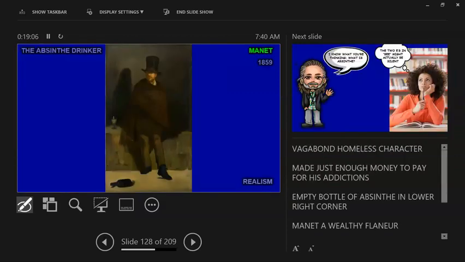Anyways, back to the absinthe drinker. So this guy is a vagabond homeless character, and he makes just enough money to pay for his addictions. What is his addiction?